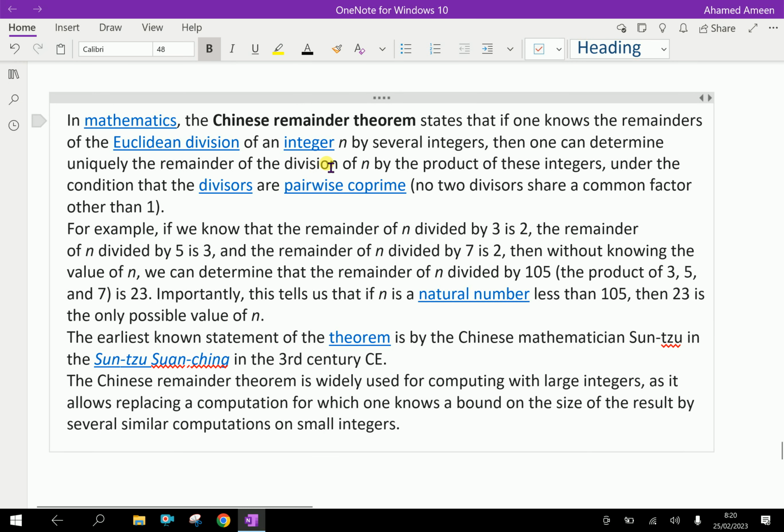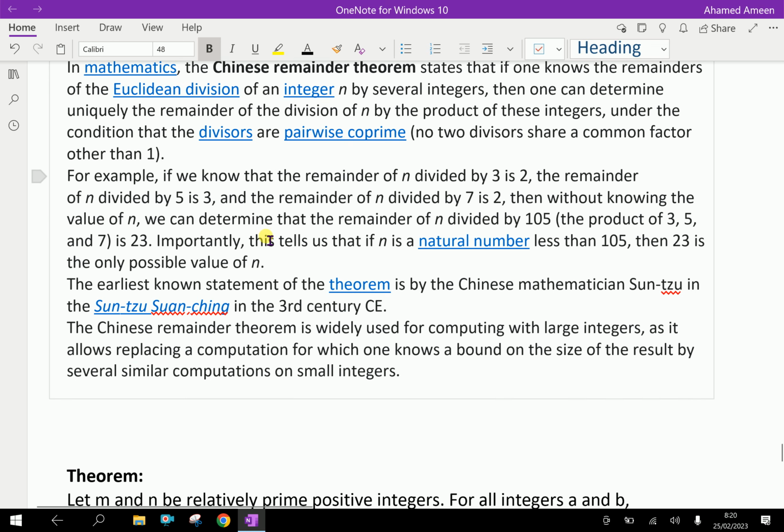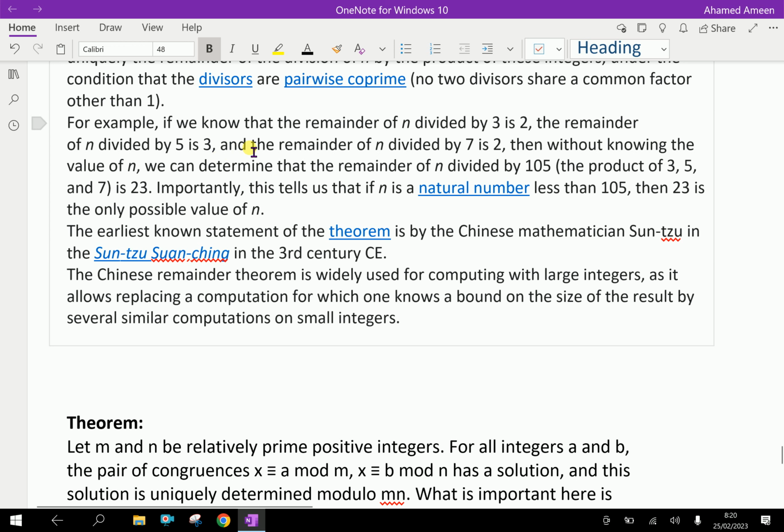In mathematics, the Chinese remainder theorem states that if one knows the remainders of the Euclidean division of an integer n by several integers, then one can determine uniquely the remainder of the division of n by the product of these integers, under the condition that the divisors are pairwise coprime. No two divisors share a common factor other than 1. It's called coprime.